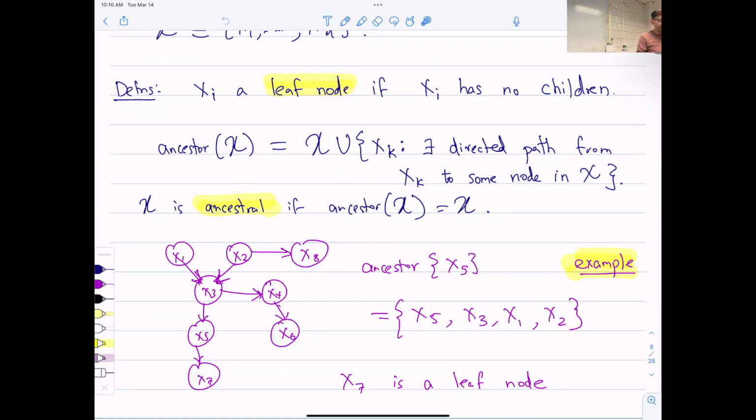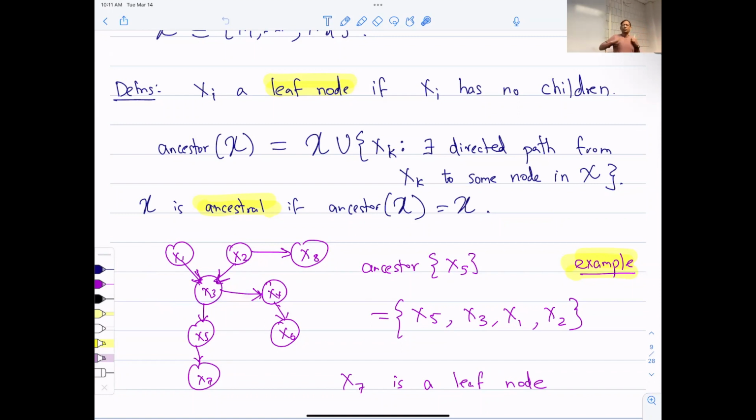The second definition is the ancestors of a set. The ancestors of a set are those variables along with all its upstream nodes. So in this example, this is the ancestral set for this node, x3. There are 3 ancestors: itself and its 2 parents. This one is not upstream because you have to change directions, so this and this are incomparable. So this is the ancestor set. It's all very reasonable definitions.